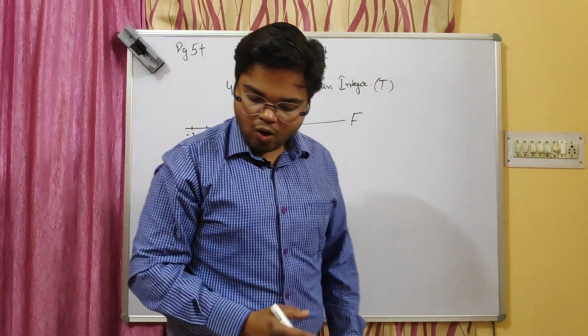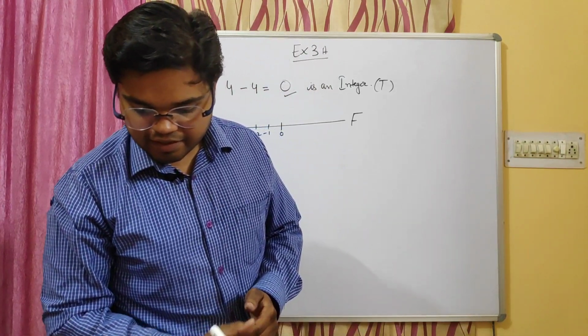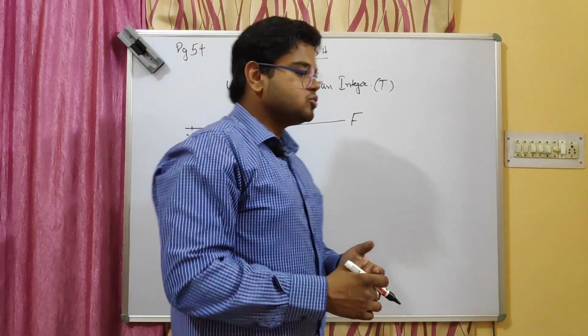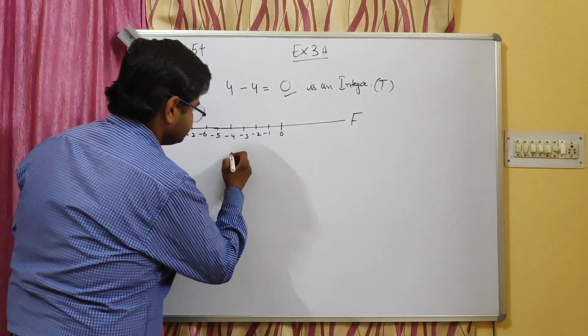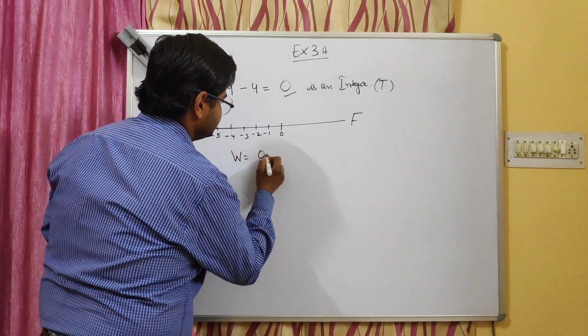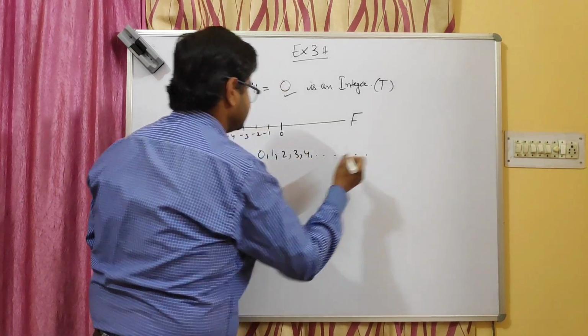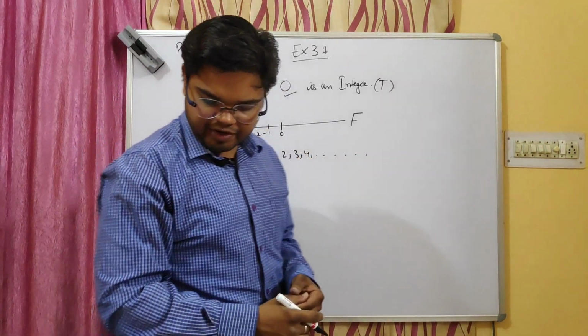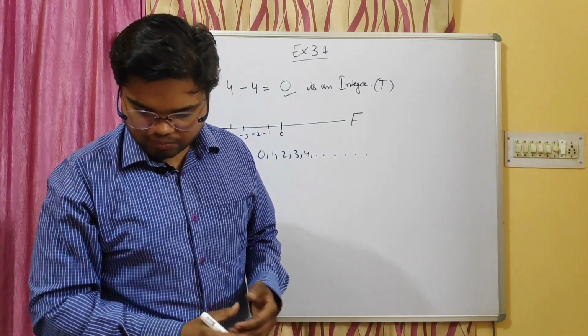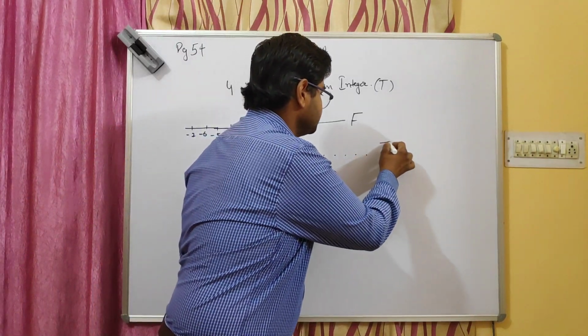Third one, all the whole numbers are integers. So what are whole numbers? Whole numbers start from 0, 1, 2, 3, 4 and so on. So yes, all the whole numbers are integers. So this is also true.